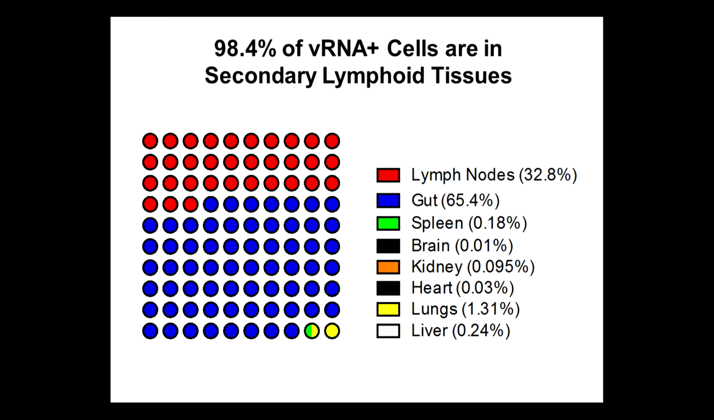So the take-home message here is that the reservoir of RNA-positive cells, so here I'm defining it very specifically, the reservoir of RNA-positive cells, most of those are in lymph nodes and gut, and if you want to learn about them and understand them, that's where you need to go. That's where you need to be looking.